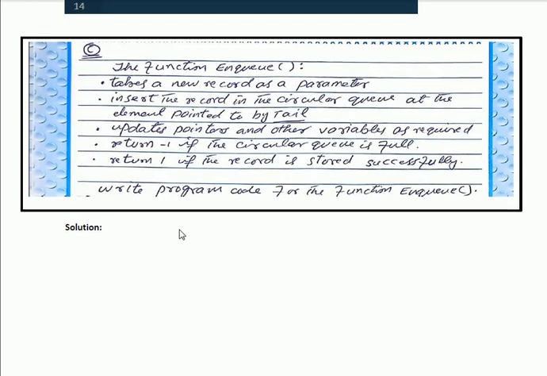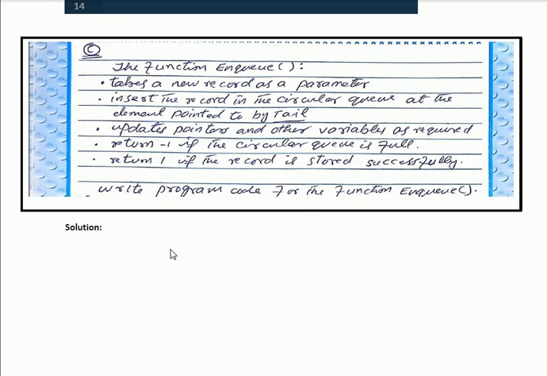So in part C, the function Enqueue takes a new record as parameter and inserts the record in the circular queue at the element pointed to by the tail. Update pointers and other variables as required. Return -1 if the circular queue is full. Return 1 if the record is stored successfully. Write program code for the function Enqueue.